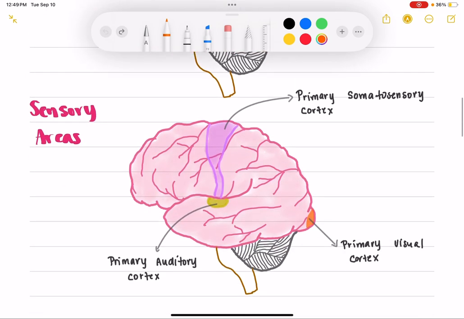Sensory areas receive information related to sensation and include regions like the primary somatosensory cortex. This one, the violet area, is the primary somatosensory cortex, which processes information such as touch, pain, and temperature. Remember, the primary somatosensory cortex handles touch, pain, and temperature.